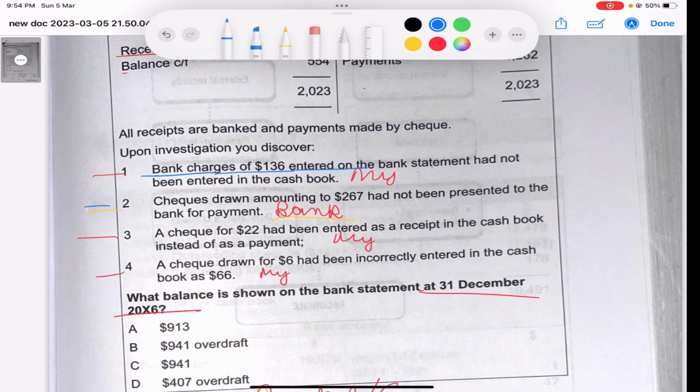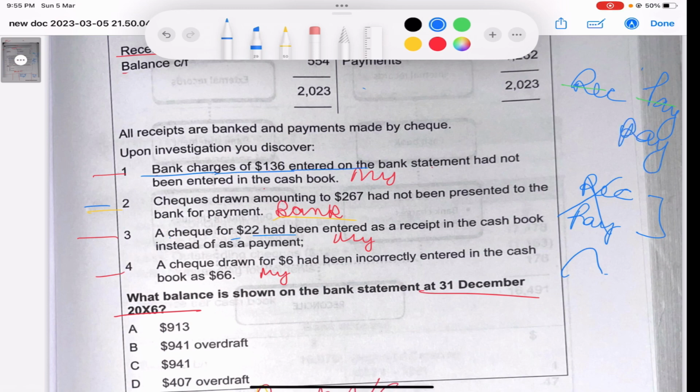A check of 22 has been entered as a receipt in the cash book instead of a payment. Okay. So it had to be a payment, but it was written on the receipt. So first I will put it on the payment side. If I have a receipt entry, if I have a payment entry, the first thing I'll do is reverse it. It gets nullified and then I put the actual entry, right? So if I already put it on the receipt side, first I will also put it on the payment side. Then what happens? Both of them get nullified. And then I put the actual entry, which is payment.